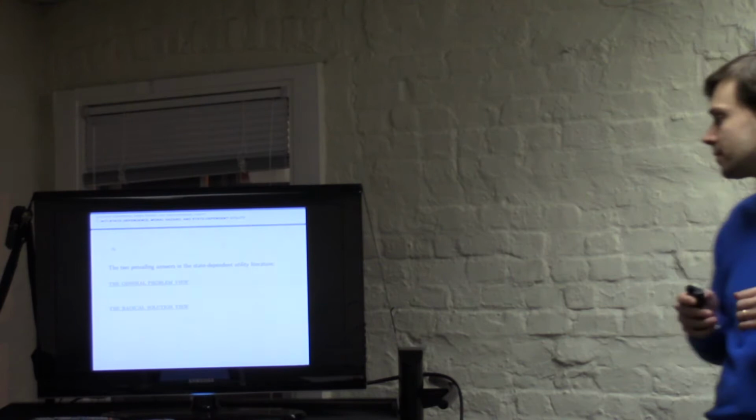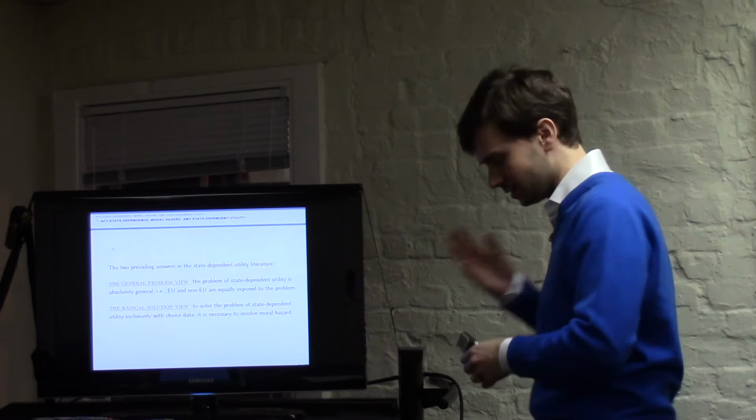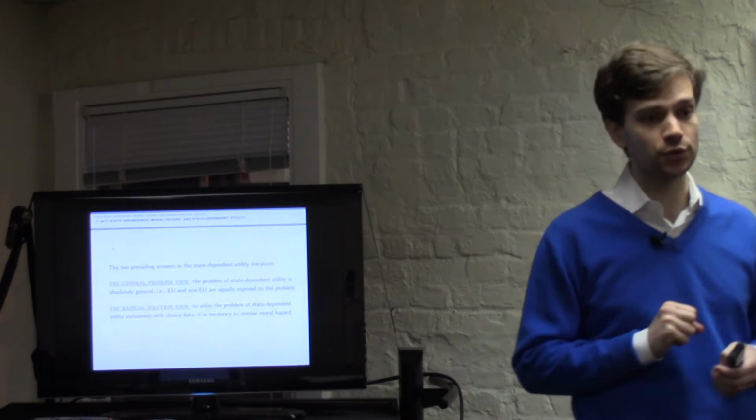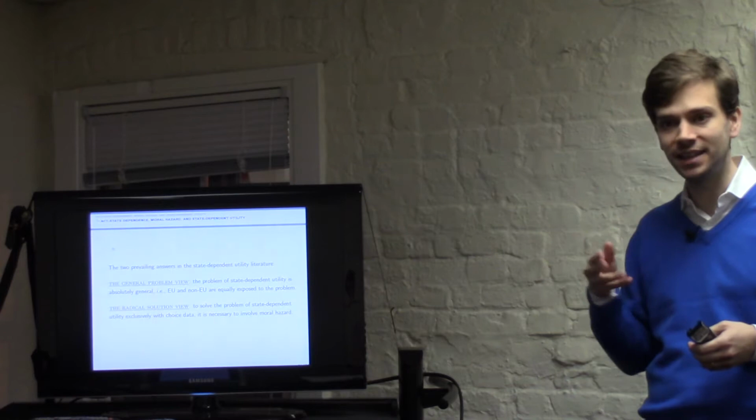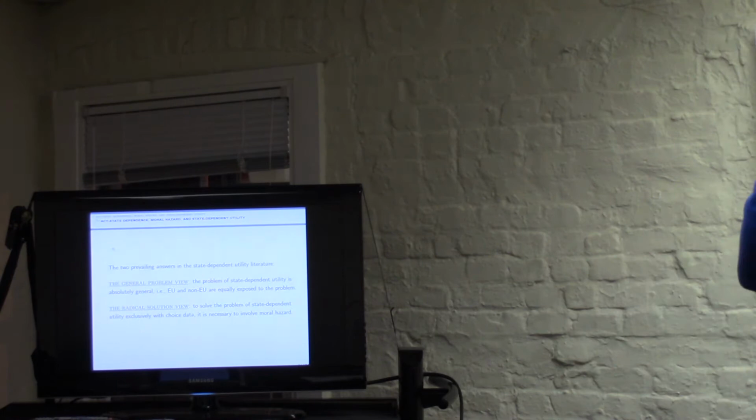Now, the two views prevailing in the literature are the following. One I'm going to call the general problem view, and the other the radical solution view. The general problem view is the view according to which the problem is the same for expected and non-expected utility alike. Those two branches of decision theory under uncertainty are exposed to the problem to the same degree, exposed meaning exposed to the misidentification or unidentification issues caused by state-dependent utility all the same. And the radical solution view is the view according to which, to achieve an appropriate level of identification with only choice data, it is necessary to involve moral hazard in the sense I previously alluded to, namely you need to assume that the decision maker has one way or another the capacity to influence the likelihood of the events on which he's betting, if you want to talk about it this way.